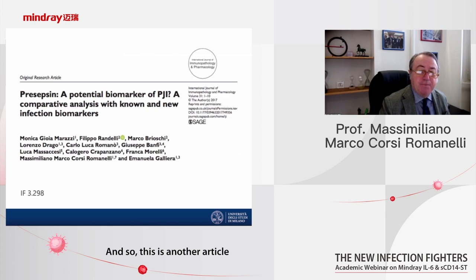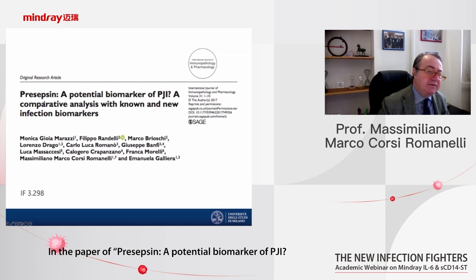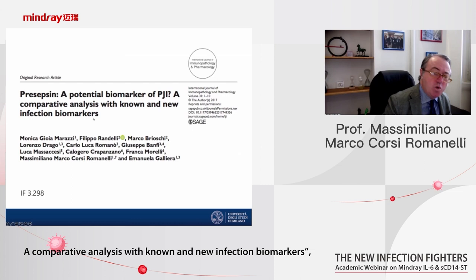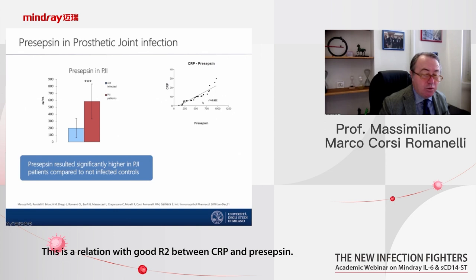This is another article in the International Journal of Immunopathology and Pharmacology, impact factor 3.298. It is a paper of my group with Professor Galliera, titled "Presepsin, a Potential Biomarker of PJI: a comparative analysis with known and new infection biomarkers." This is presepsin in the infected patients and in the not infected, and presepsin results significant in PJI patients compared to not infected controls. This is the relation, with a good R2, between CRP and presepsin and between IL-6 and presepsin.